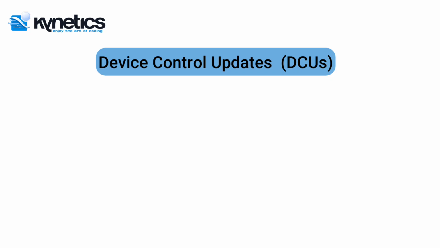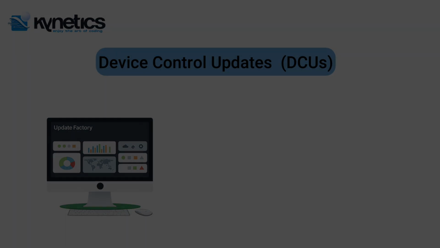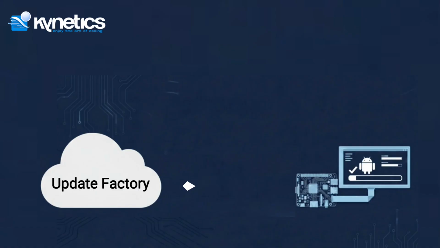A device control update, or DCU, is one of the key capabilities of Kynetics Update Factory. It is a specialized update designed to perform a specific action on a device. Instead of updating the entire system, a DCU targets the problem directly.